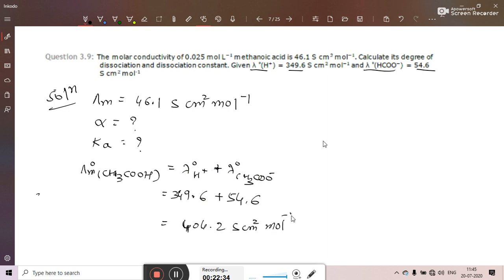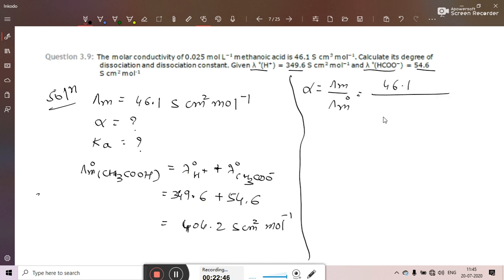Now from lambda m and lambda m naught we can find out alpha. So alpha equal to lambda m upon lambda m naught. Now lambda m given is 46.1 and lambda m naught we have found just now is 404.2. So when you divide it you will get 0.114. Now we have to find out Ka. Okay, so one answer we have already got. Now another answer we have to find for Ka.